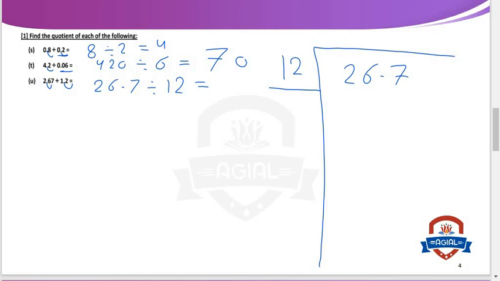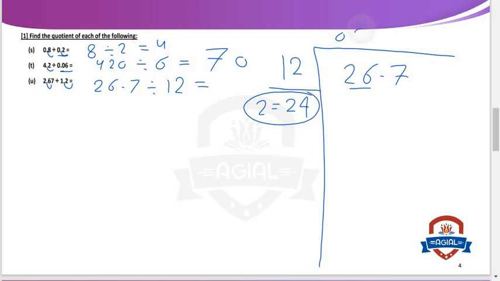At first, start from the left. Can 2 be divided by 12? No. So we put 0 and take 26. Can 26 be divided by 12? Yes. Equal what? Super. Try 2. 2 multiplied by 12 equals 24, and 24 is near to 26. So we will take 2.